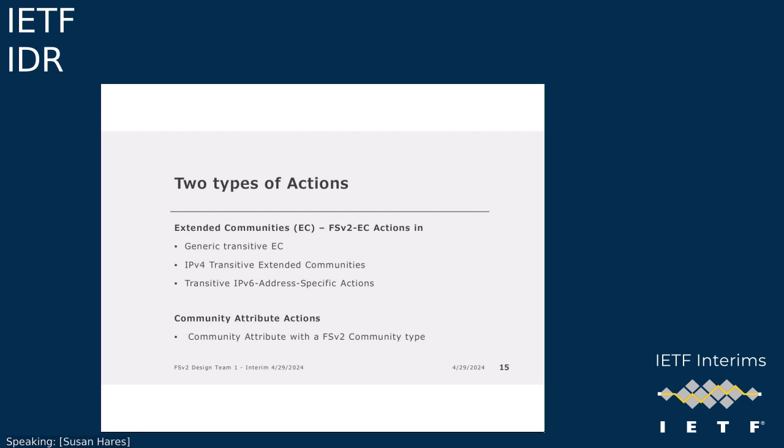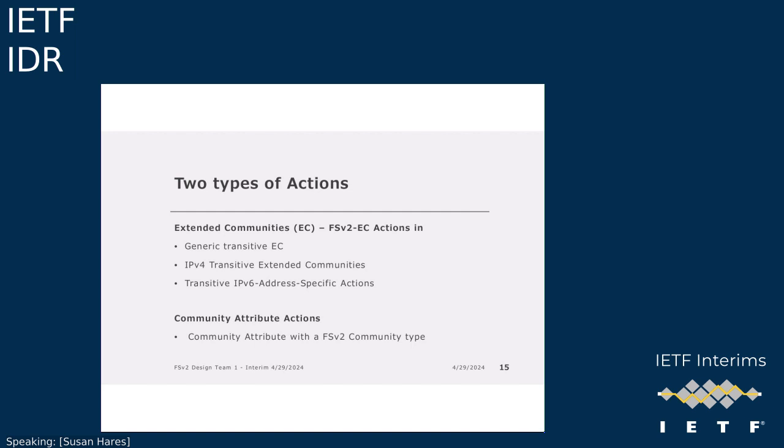Okay, let me go on to our next headache, which is the extended communities. The extended communities right now have been very active in getting FlowSpec V2 actions. We've had a lot of requests for new actions. The extended communities have put it into three various types. One is the generic transitive extended community. One's the IPv4 transitive extended community, and there's the transitive IPv6, and I'll give you the list of those shortly.